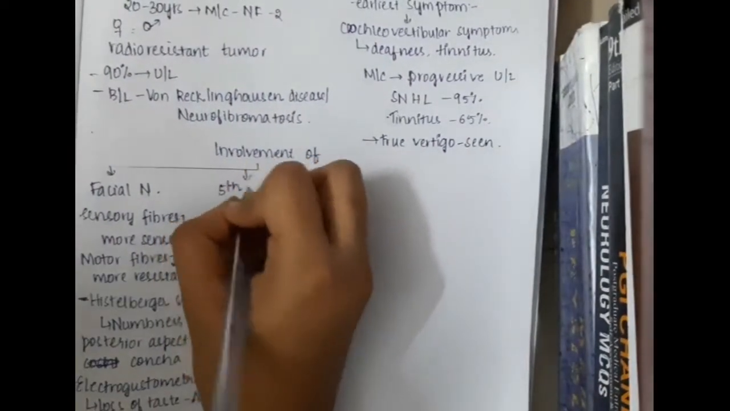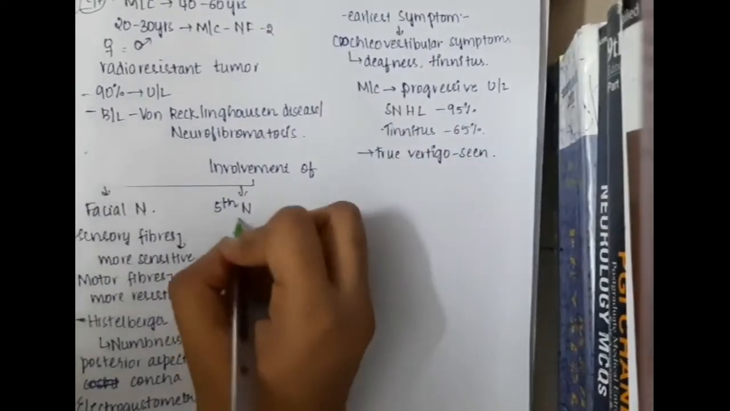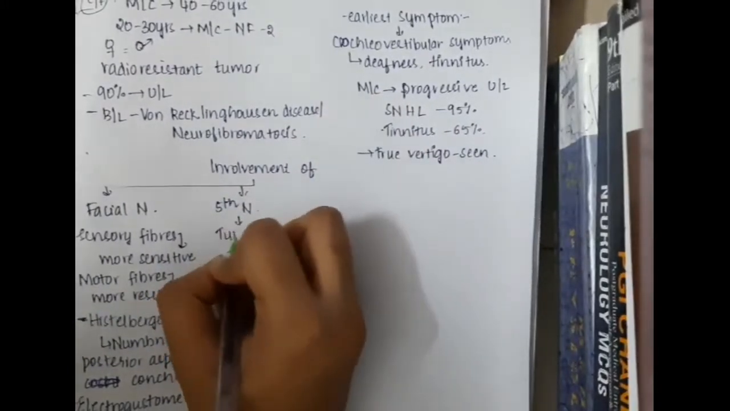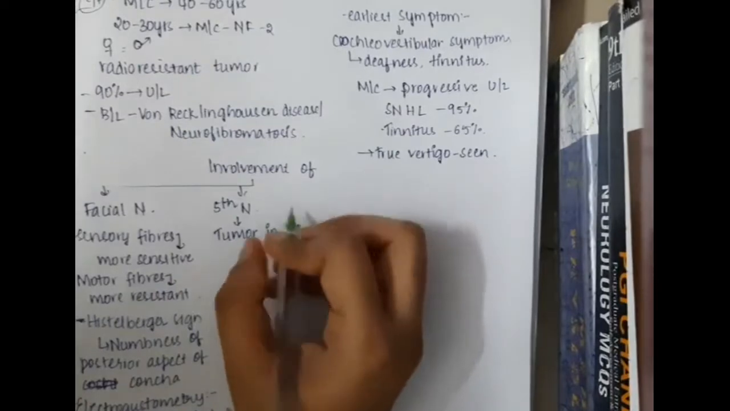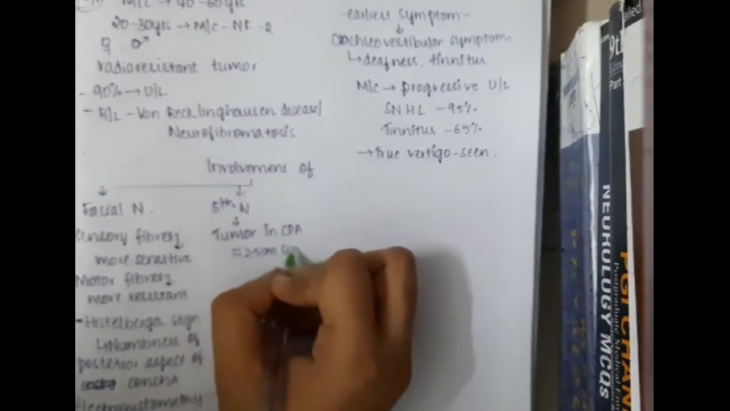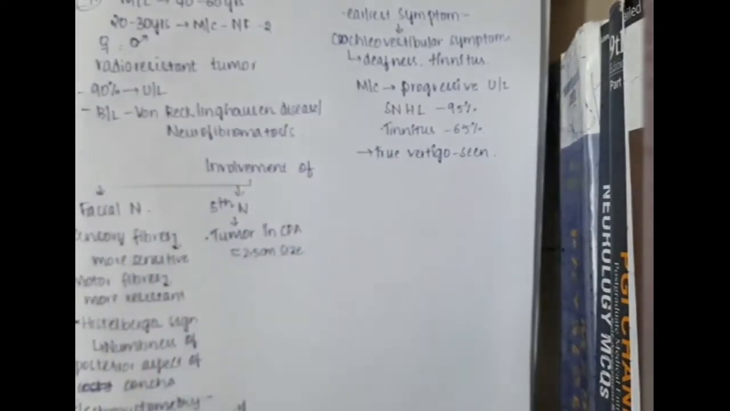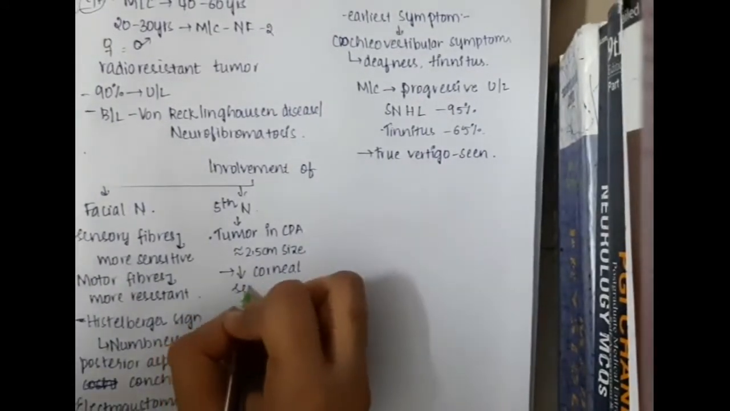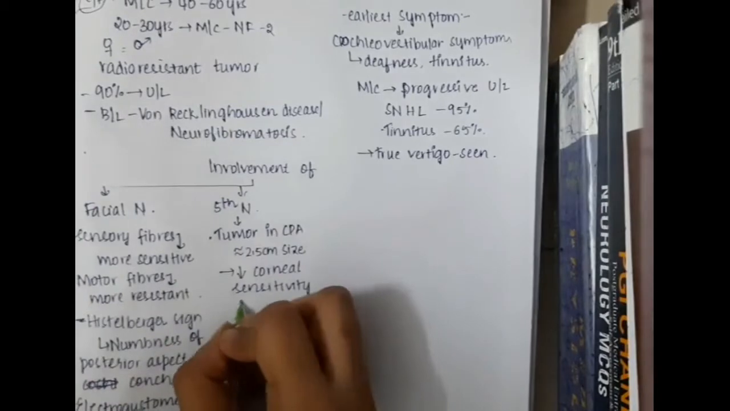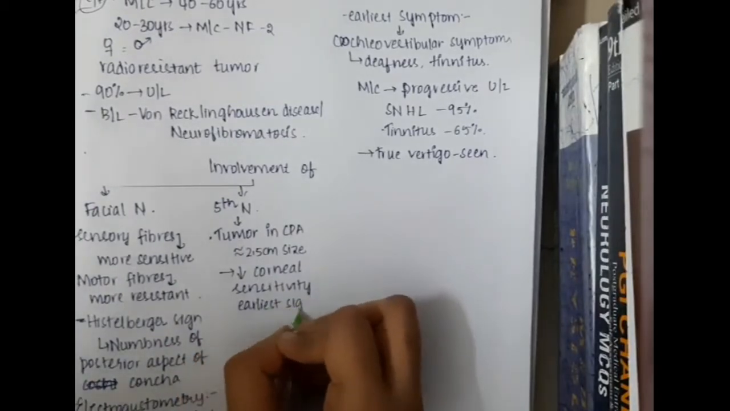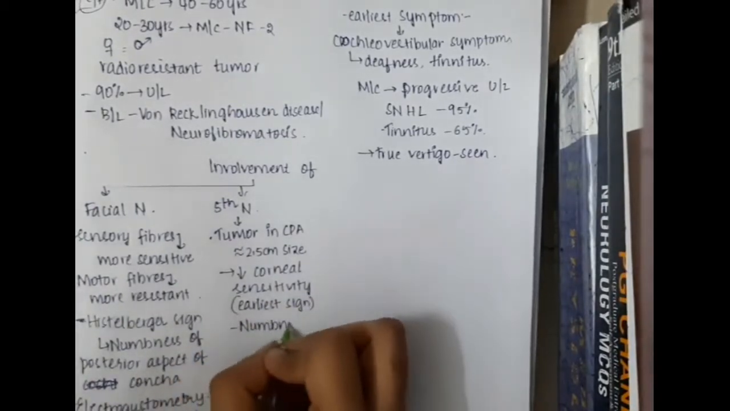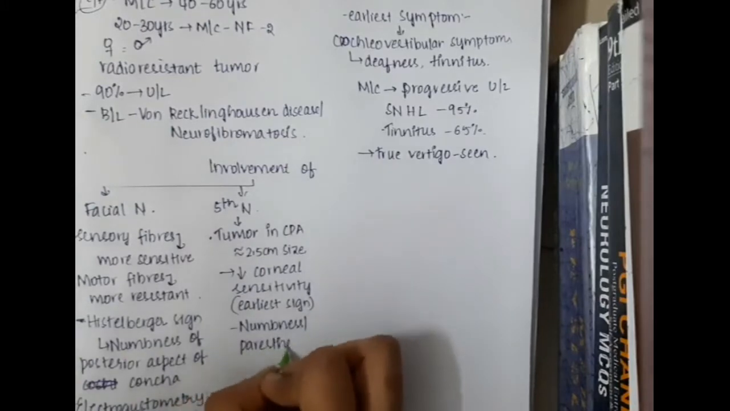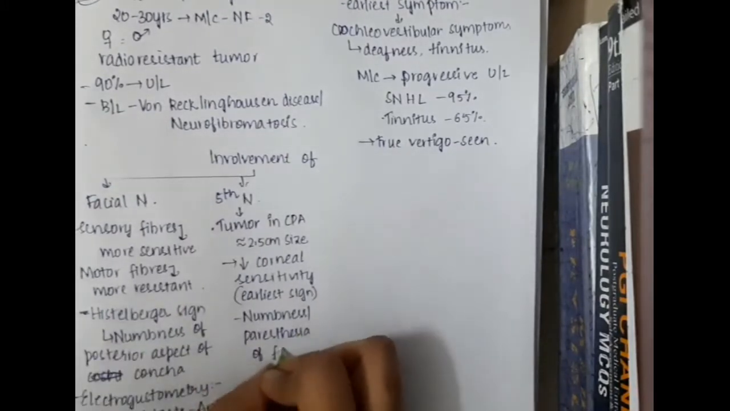One more important thing is involvement of the fifth nerve. If the tumor in the cerebellopontine angle is approximately 2.5 centimeters in size, the fifth nerve is involved. Decreased corneal sensitivity is seen, which is the earliest sign. Numbness or paresthesia of the face is also seen.